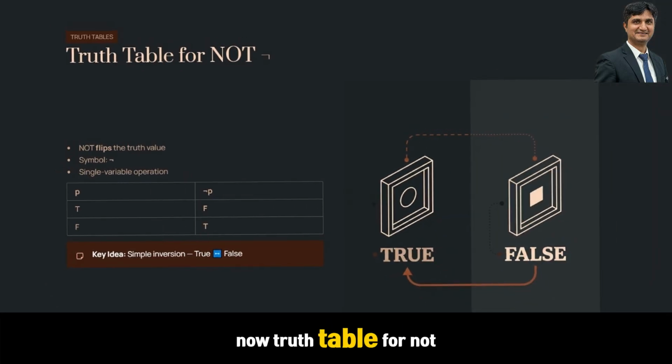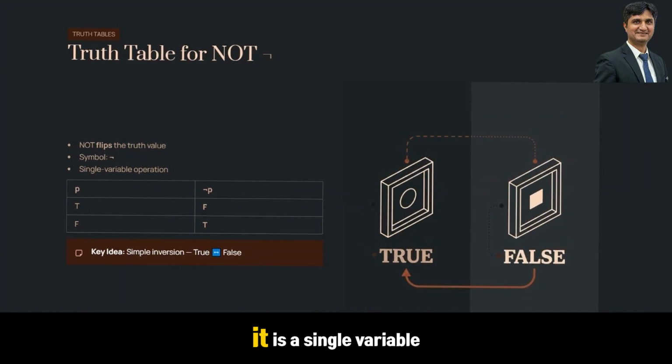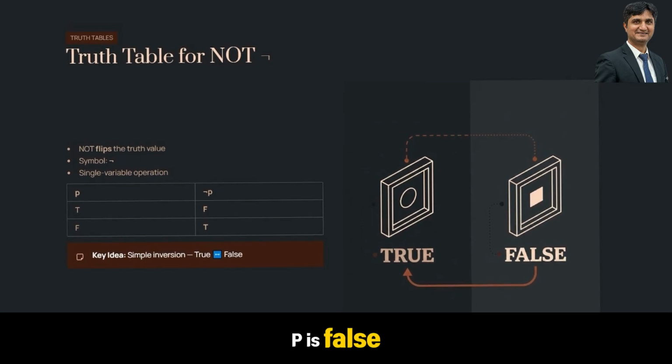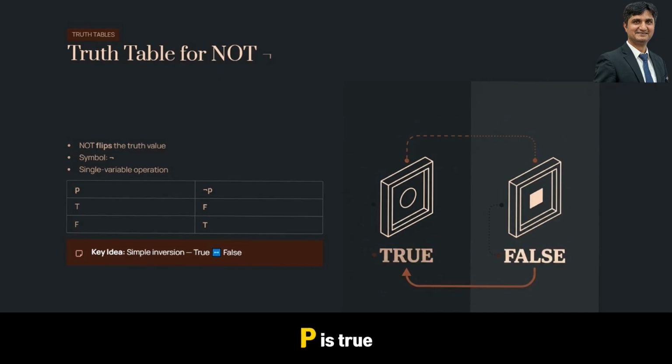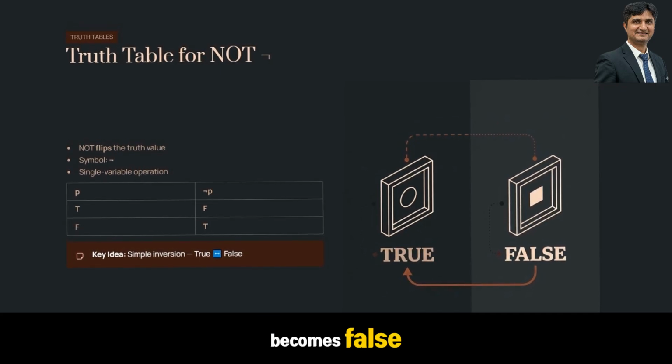Now, truth table for not. Not flips the truth value. Symbol ¬. It is a single variable operation. When P is true, not P is false. When P is false, not P is true. Key idea: simple inversion. True becomes false.